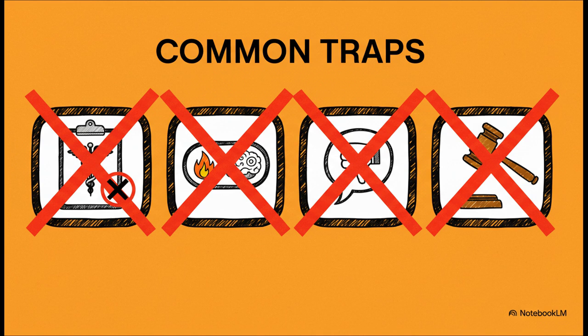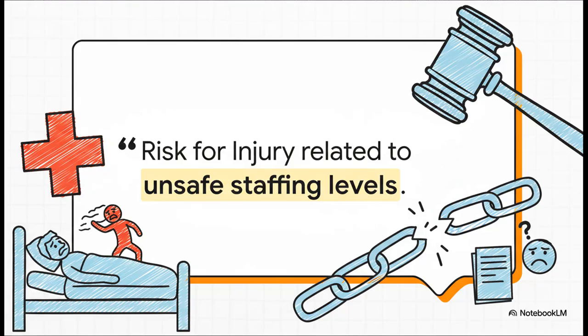Avoid judgmental language like poor hygiene. Be objective and say something like inability to perform self-care. And finally, never, ever write a statement that is legally inadvisable. Now, what does that mean, legally inadvisable? Well, check this out. A statement like risk for injury related to unsafe staffing levels might feel true in the moment, but when you write that in a legal document like a patient's chart, you're basically admitting to a systemic failure that creates huge legal liability for the hospital. Your job in the chart is to focus on the patient's treatable condition, not organizational politics.